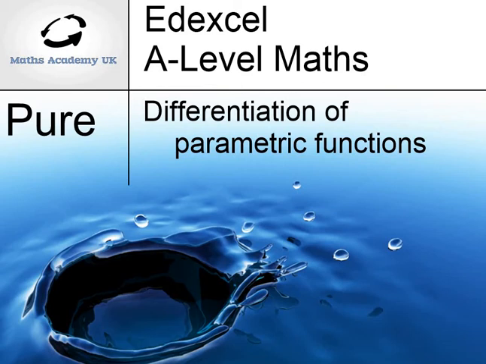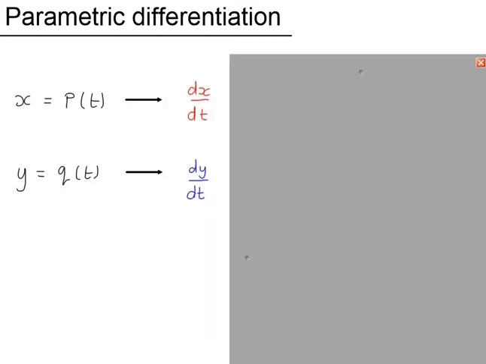Differentiation of parametric functions. So we start off with two parametric equations. x and y are both given in terms of the parameter t. We differentiate each, dx by dt, dy by dt.